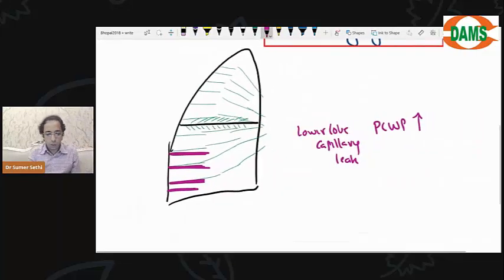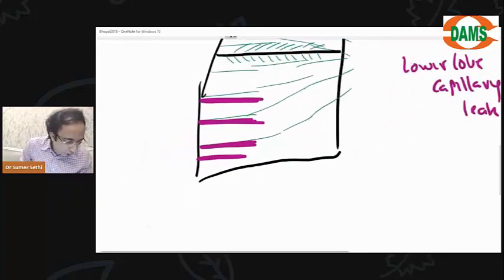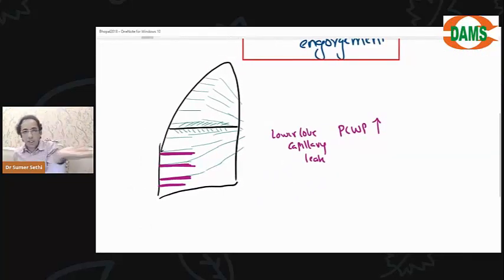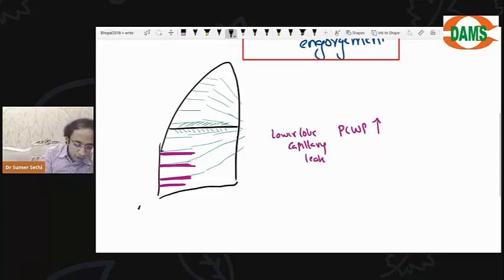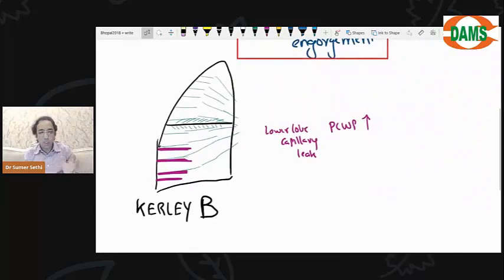Okay. Now what will happen is, starting at the pleura, you will see horizontal lines at the lung base because of the peripheral lymphatic engorgement in the lower lobe. These were described by Dr. Curley, so we call them Curly B lines. Everybody clear? Okay, so now do you understand what Curly B lines are?